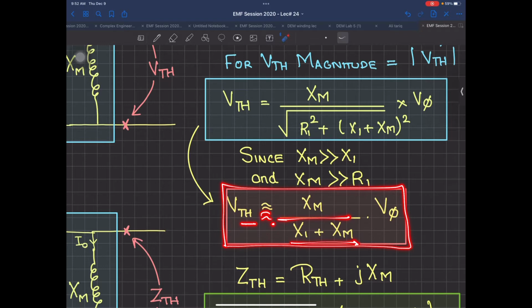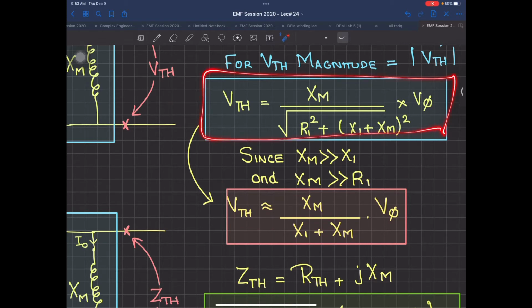But this is again an approximate result. If in any numerical question you are asked to give the exact VThevenin, then you have to use this one. But I guess normally only 1 or 2 questions ask for the exact value. They normally always go with the approximate, because the difference is very small.